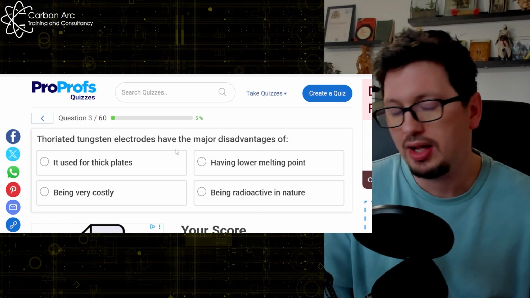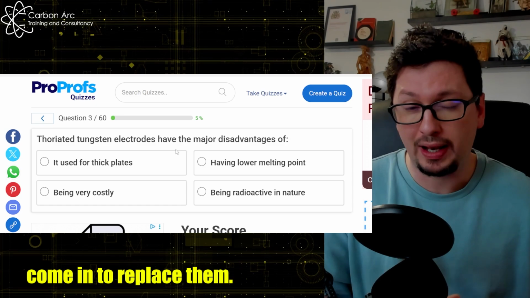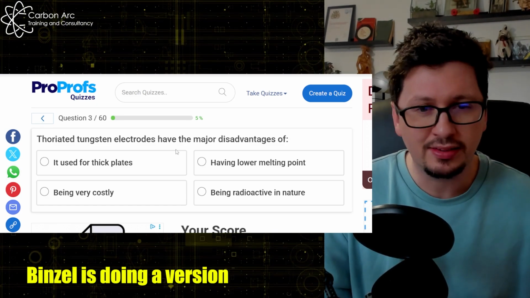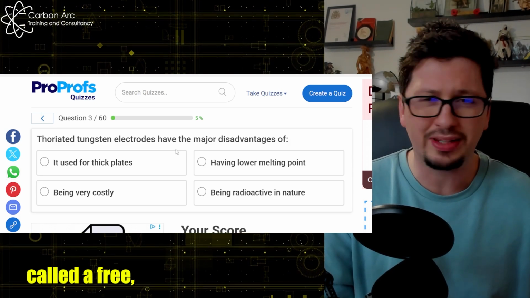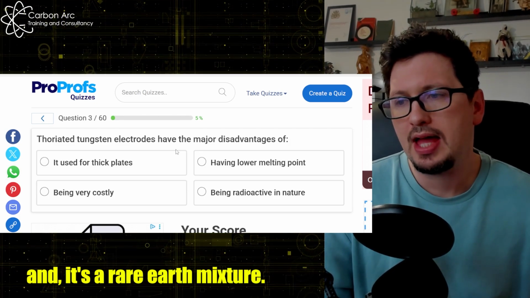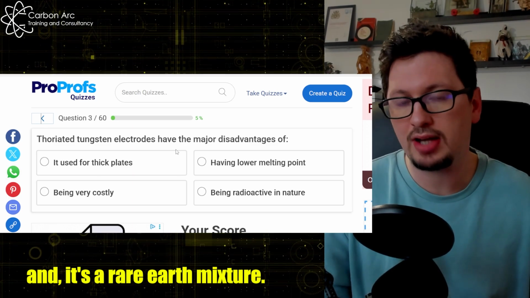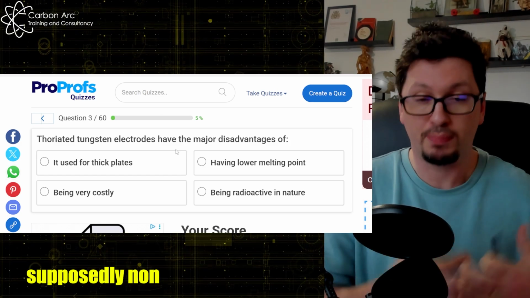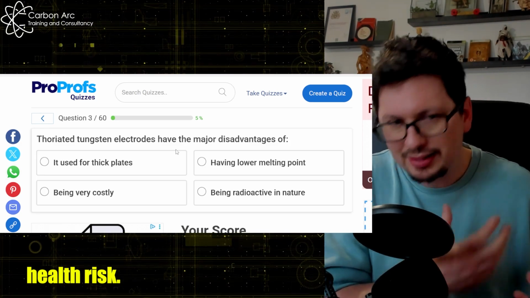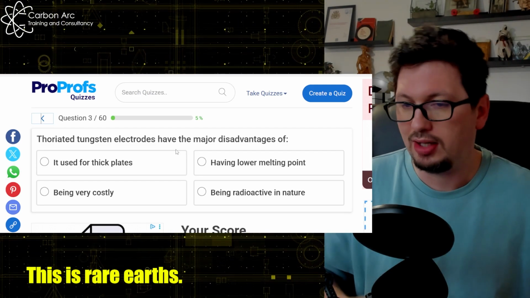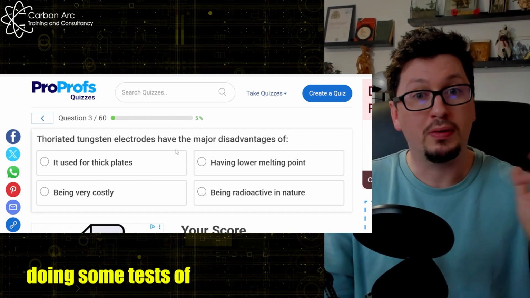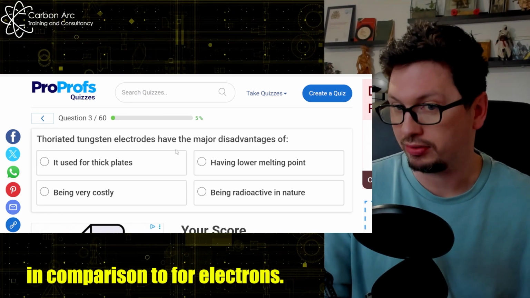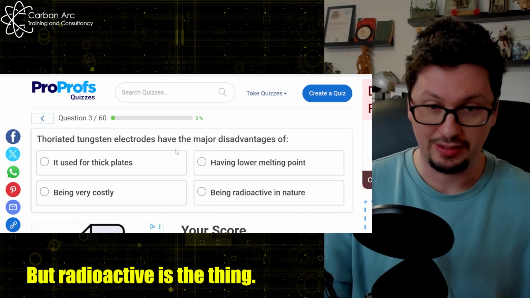Really, really good. There are new electrodes coming to replace them. Things like rare earths. I think Tensile is doing a version called E3, and it's a rare earth mixture. But the problem is they don't tell you what the rare earths are because they're supposedly non-health risk. Therefore, they don't tell you what it is. This is rare earths. We are doing some tests of this in our workshop at the minute to understand how good they are in comparison to thoriated electrodes. But radioactive is the thing.